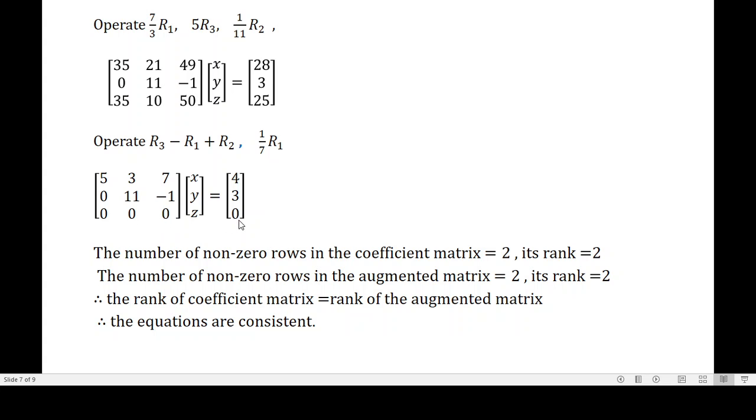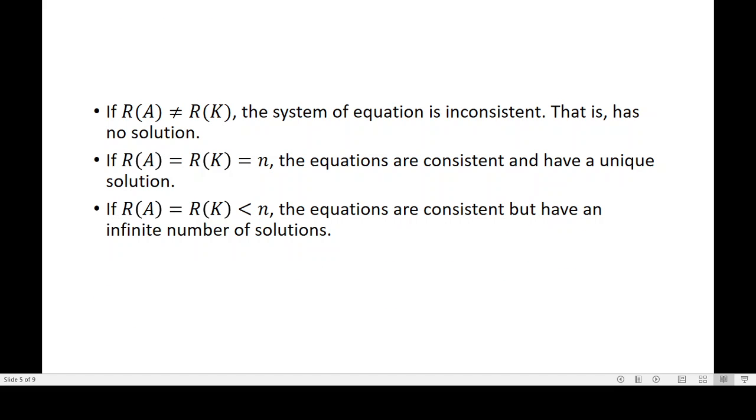Consider the augmented matrix. Again, it has two non-zero rows. Hence, its rank is equal to 2. Therefore, the rank of the coefficient matrix is equal to the rank of the augmented matrix, that is less than the number of unknowns, isn't it? Therefore, equations are consistent, but it is less than the number of variables. Therefore, there are an infinite number of solutions.